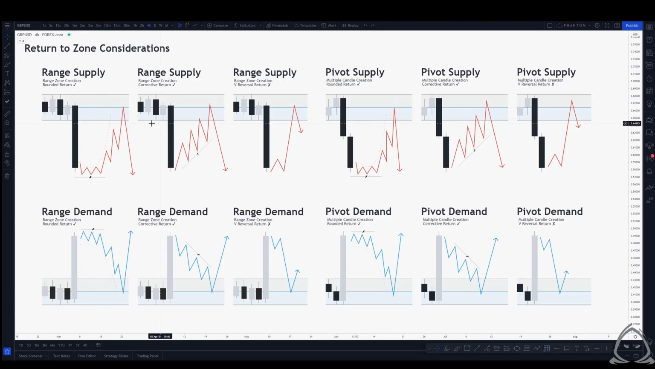When you're able to frame that up and understand how it's returning to that zone, you can build and frame up very high probability trades, or even avoid trades that are inherently lower probability because of how they enter that zone.